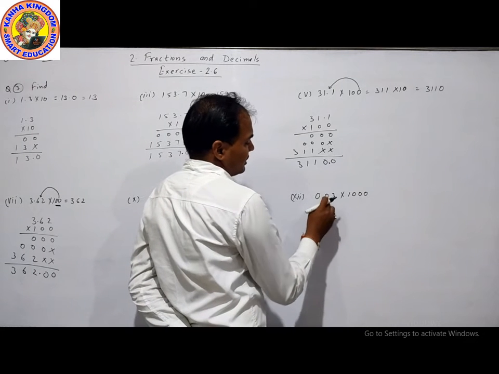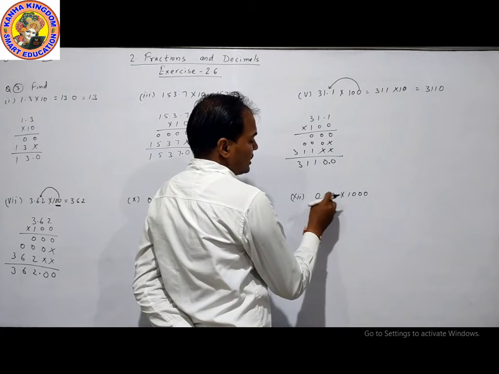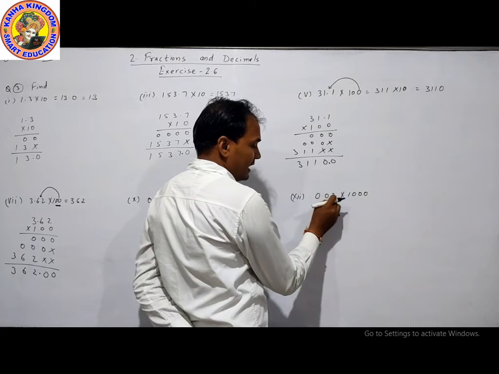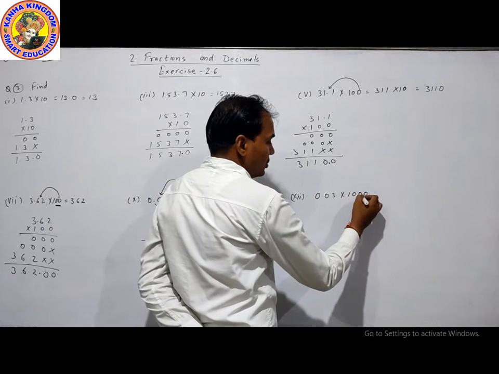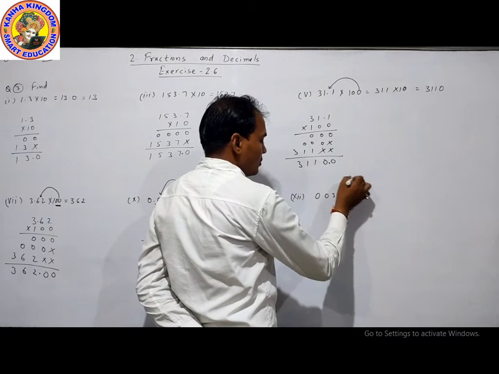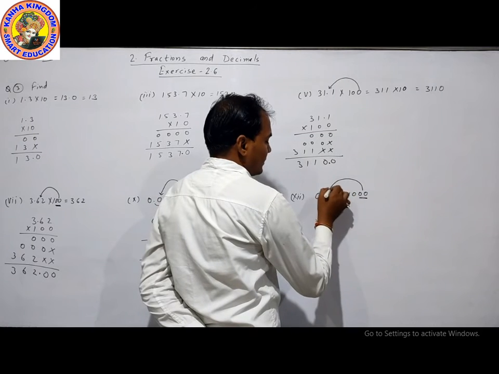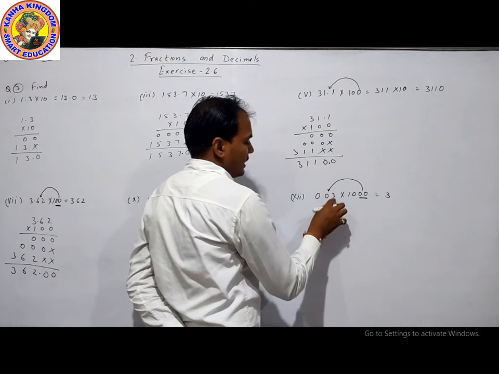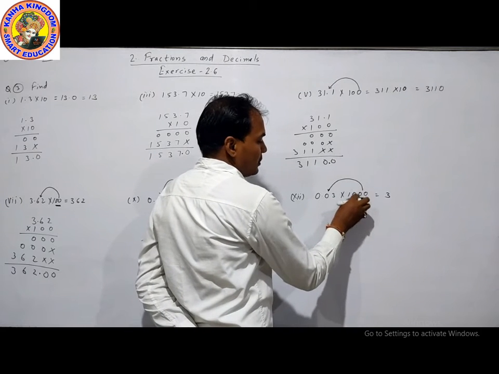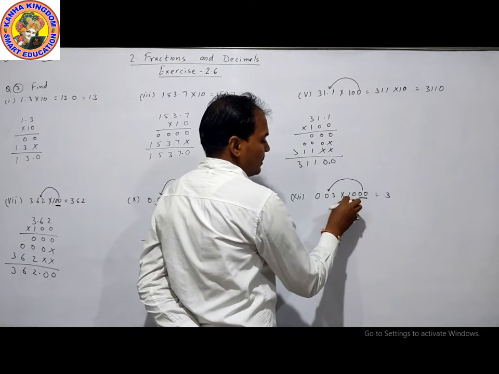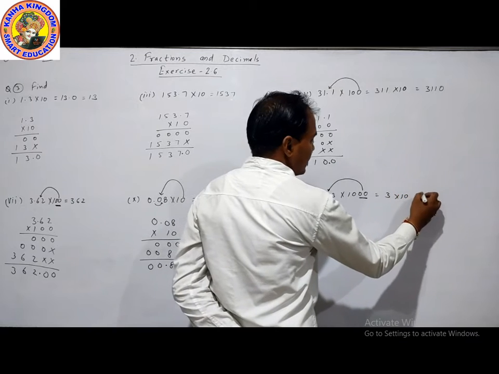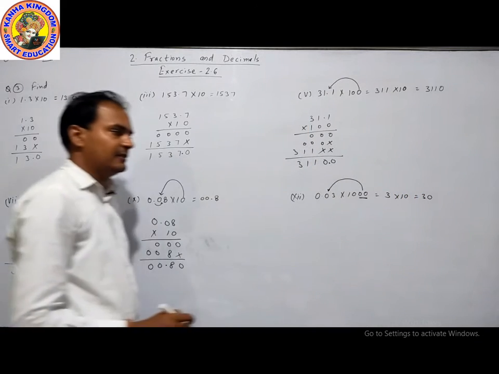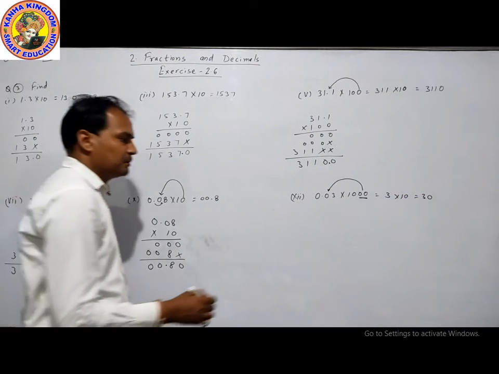Here is a number having 2 decimal digits. So use 100 to remove the decimal part. The decimal part will be removed, then the answer is 3. We used 2 zeros, so remaining is 10. The answer is 30. 3 into 10, 30. Now cross check this.